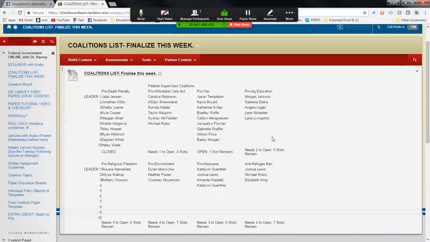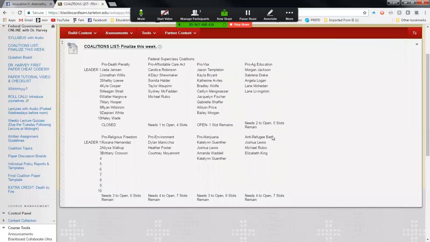As you can see, some classes are different. Some classes only need 4 to make a coalition. The coalitions close at 7. The bigger classes, this is the super class, my federal super class, which is actually 2 classes squished together, they need at least 7, and it caps off at 10. So as you can see, pro-death penalty is now closed because I had 10 people sign up for that one. You cannot get in that one.